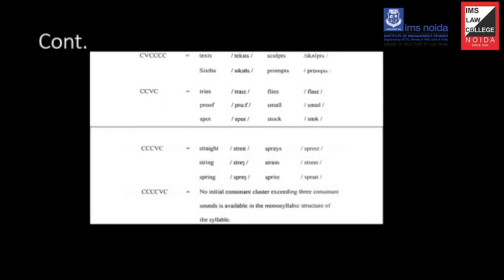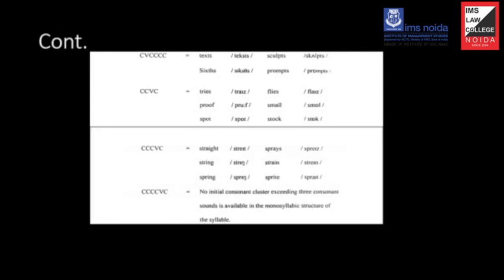And then there may also be CCVCCCC, like in twelfths, TW. So in twelfths, T and W are a cluster of 2 consonants in the initial position, and then comes a cluster of 4 consonants in the final position. Then let's move on to CCVC, like tries, flies. In tries you may see that T and R are both consonants, and then comes the nucleus I, and Z is a consonant again. So the structure is CCVC.